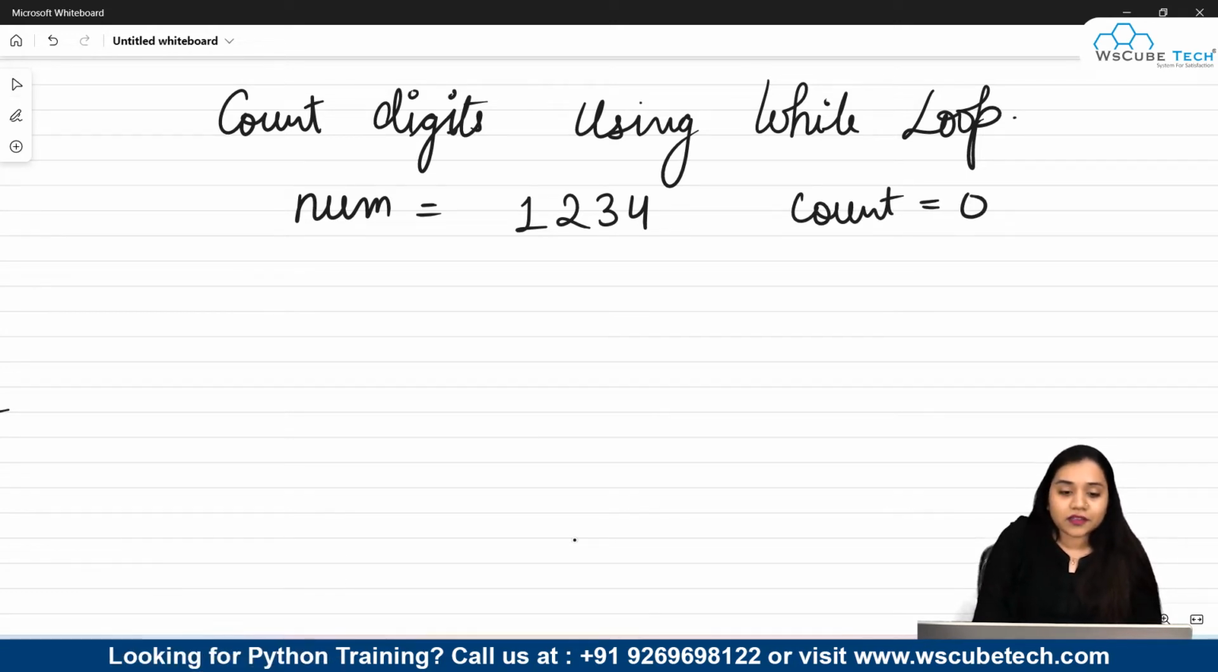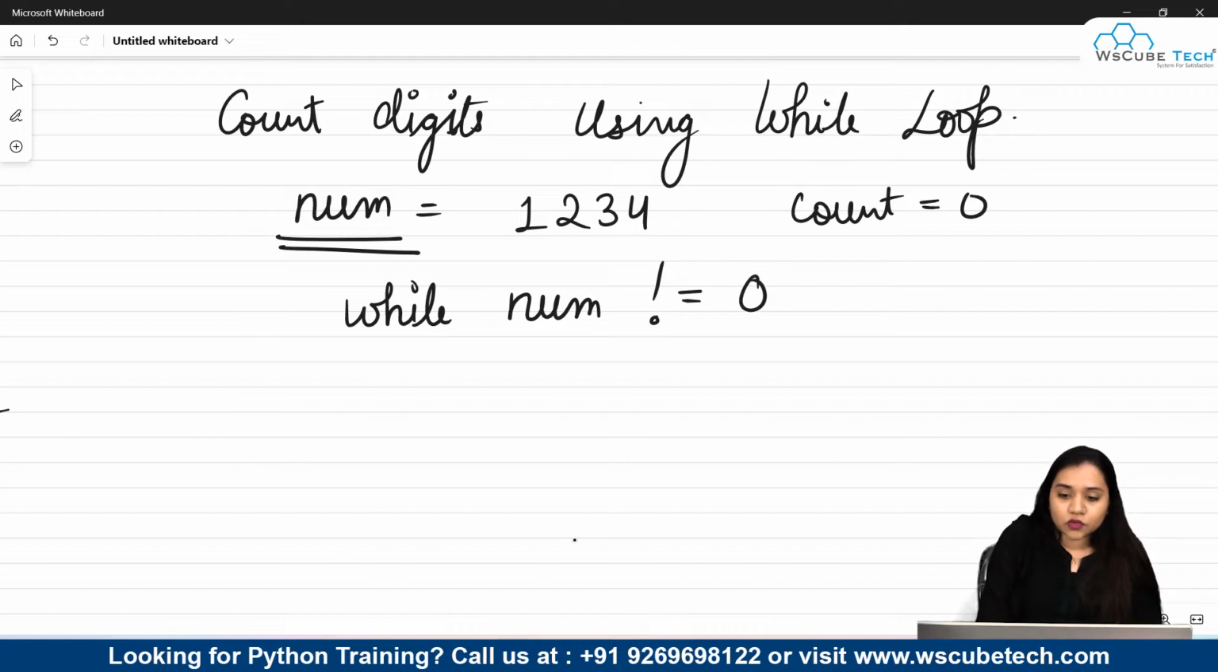How to do it with Python is very simple. We will be writing a loop over here: while this number is not equal to 0, in that condition we need to remove one digit from here and increase the count by 1. So first of all, we will increase the count, and after this we will be removing one digit. For removing one digit from here, we will be using the method of floor division.